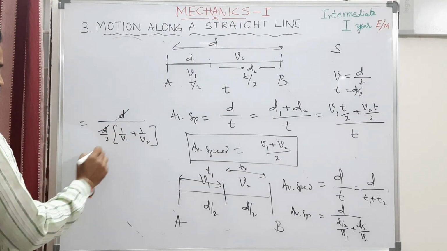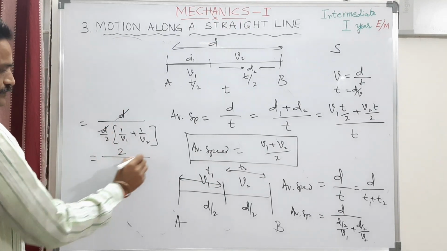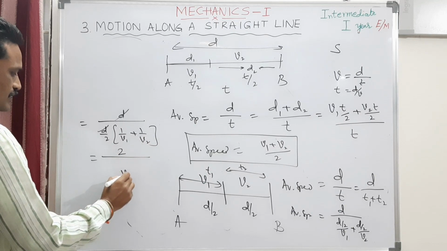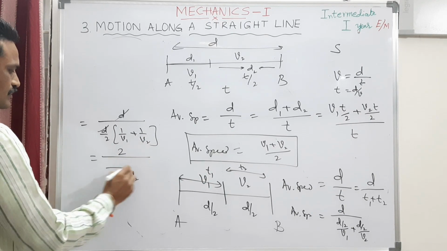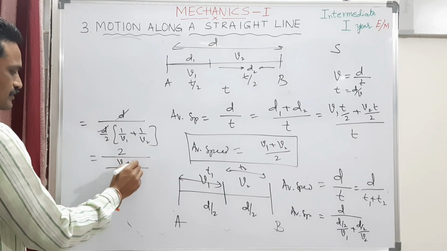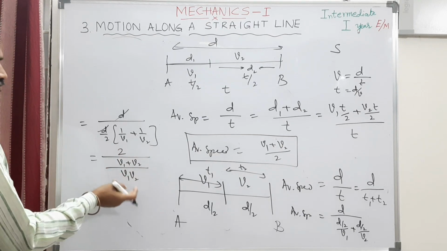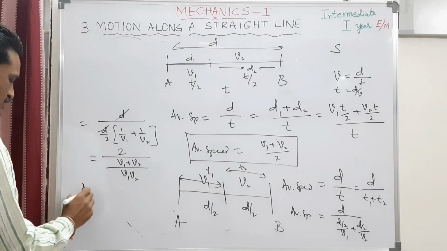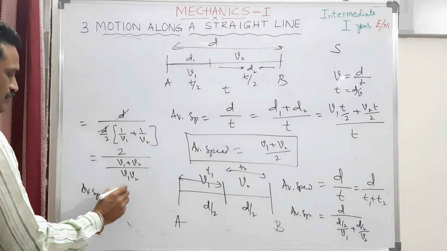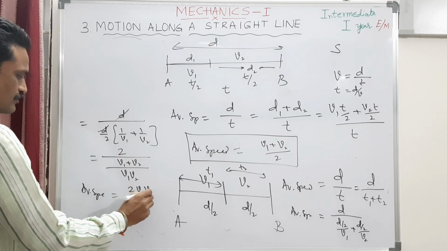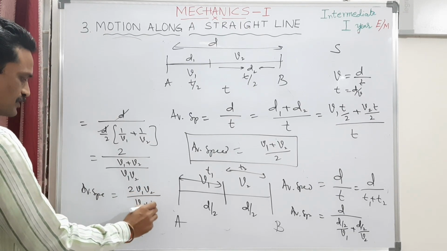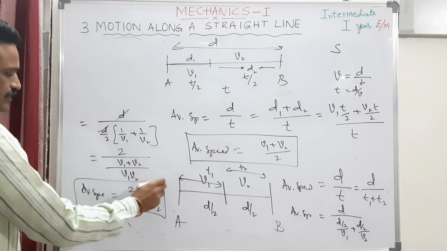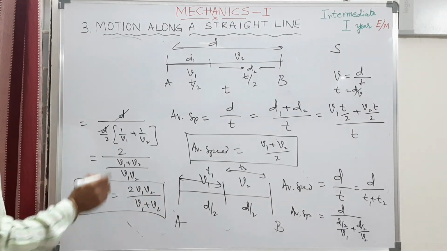So 2 goes into the numerator, this is 2. So if I take the LCM, it becomes v1 v2, and here I will get v1 plus v2. So this whole goes into the numerator. So average speed in this case is equal to 2 v1 v2 divided by v1 plus v2. In this way you can continue, you can do it as an assignment.